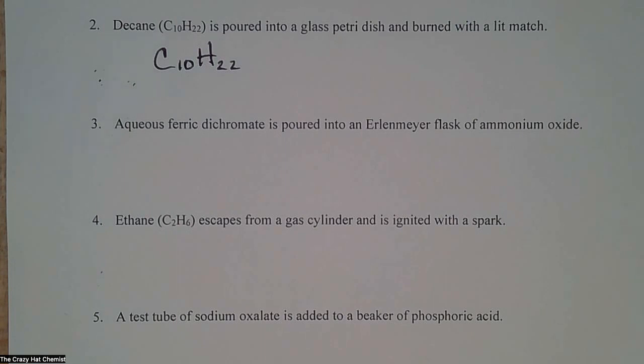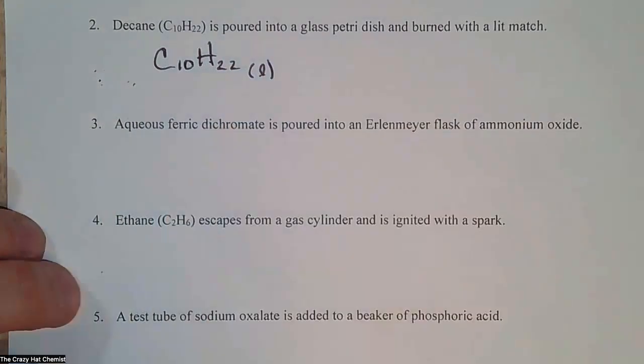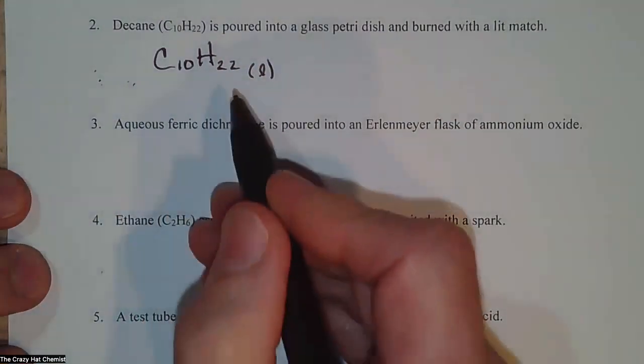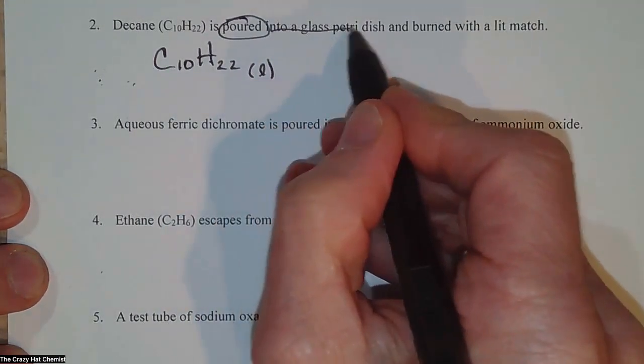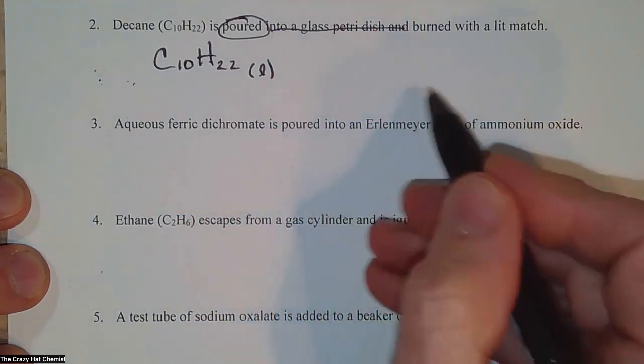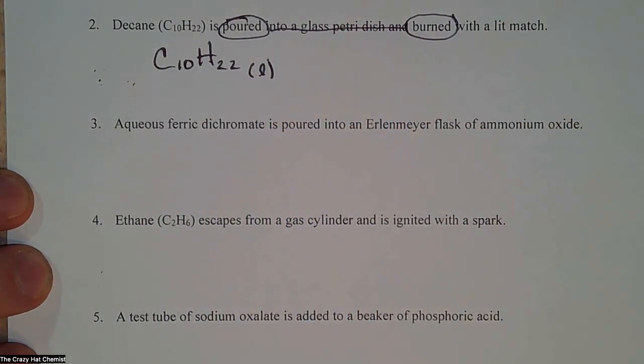All right, and it says it's poured. And if you don't know already, decane being poured, that would be a liquid. So I'm going to write that state of matter. So that poured indicates a liquid into a glass petri dish. Who cares about that? But this is a key word here, and that is burned. And so that burned is letting us know that this is a combustion type of reaction.